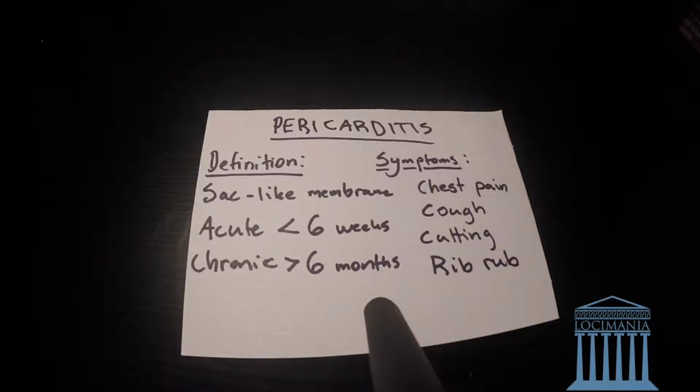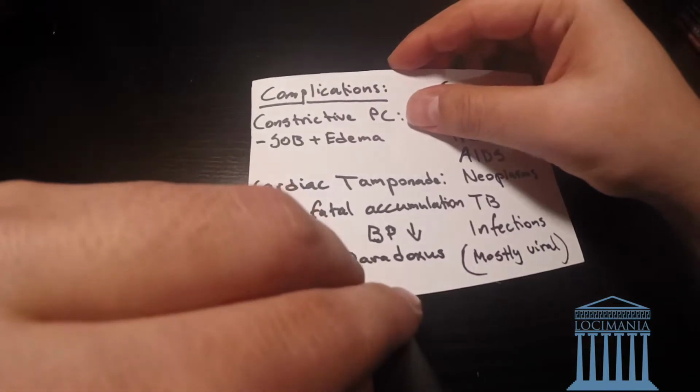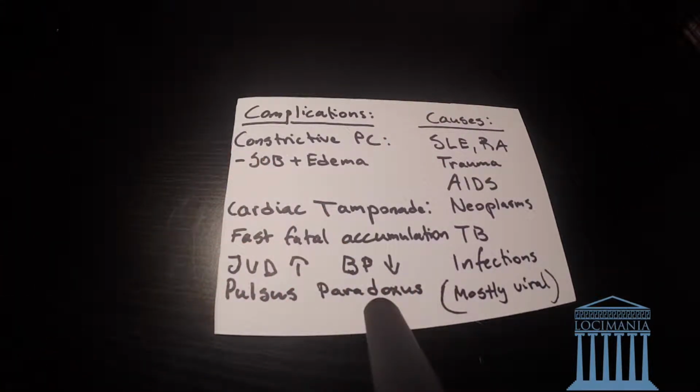Going on to complications and causes of this disease, we have a complication called constrictive pericarditis. This is when the pericardium loses its elasticity and leads to shortness of breath and edema around the body. In the end, you will have to do a pericardiectomy because the pericardium is not effective or not needed for the heart anymore. Another complication is cardiac tamponade, which is a very serious situation that could lead to a fatal outcome for the patient.